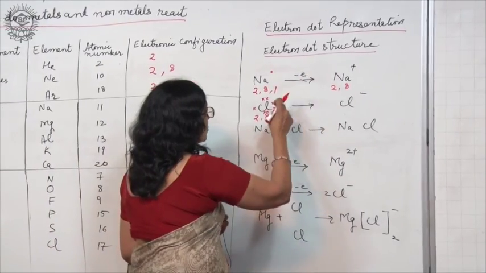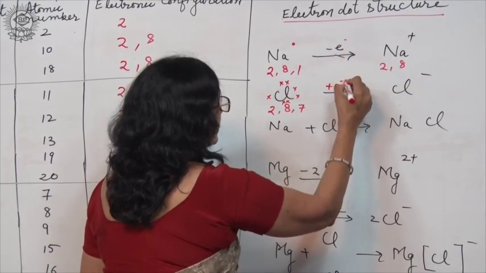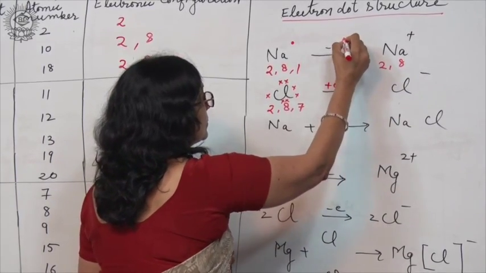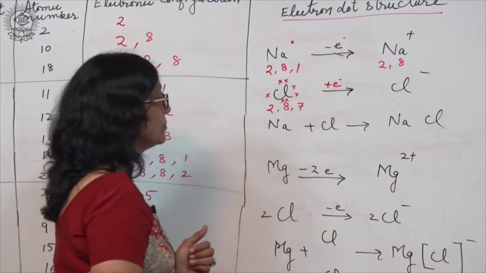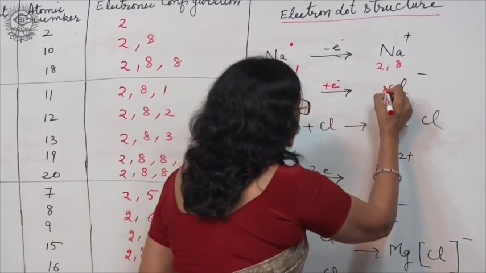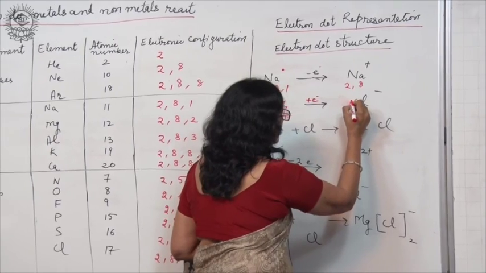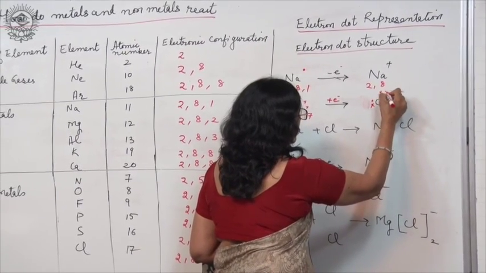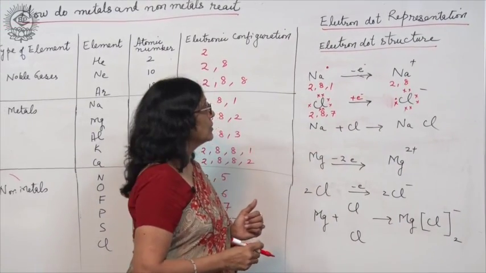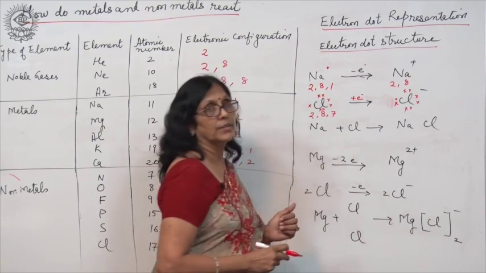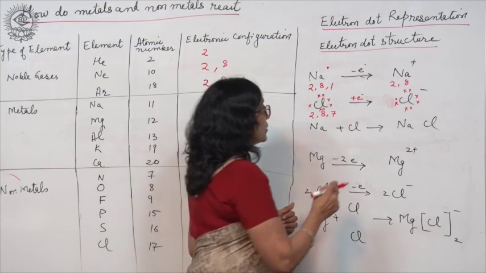This electron lost by sodium atom is gained by chlorine, with a minus sign to show that electron is negatively charged. So, by gaining this electron, its electronic configuration becomes like this. This dot represents the electron which has been gained by chlorine atom. This electron is lost by the sodium atom, right.